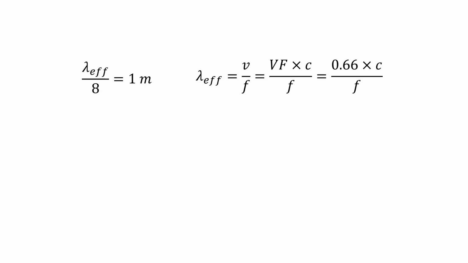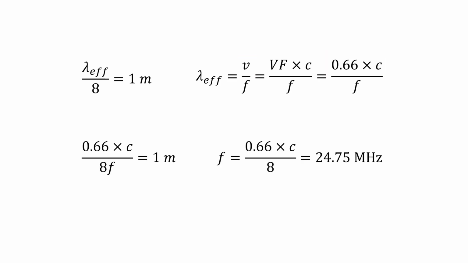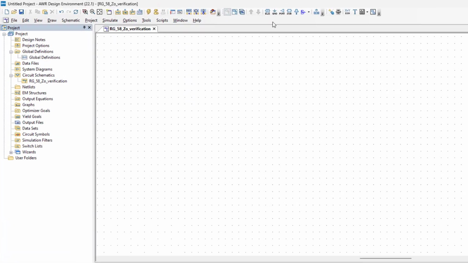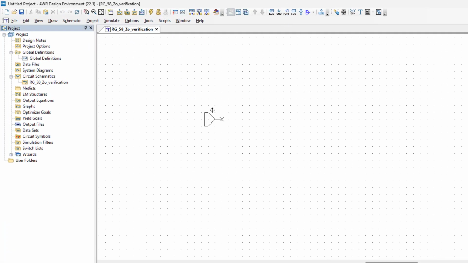We have a dielectric between the inner and outer conductors, which slows down the signal's propagation velocity to 66% of the speed of light. So we want lambda by 8 to be equal to 1 meter. We need to set the velocity of propagation to 66% of c. And by rejigging the equation a little, we get the frequency that we are after, which is 24.75 MHz. So let's start with a virtual VNA in AWR.